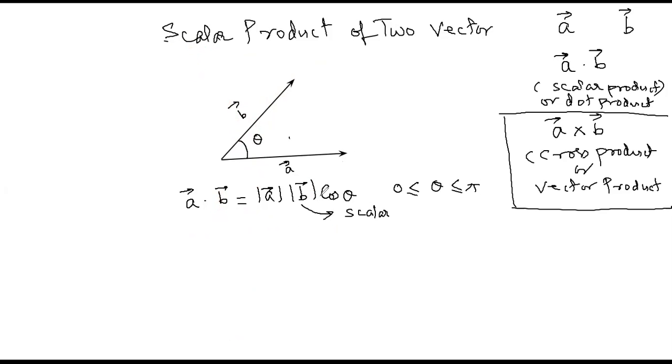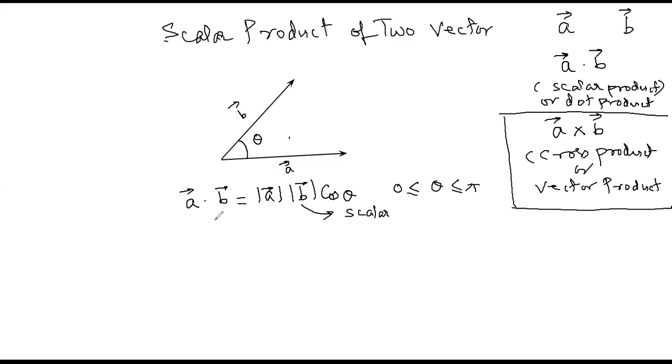Now if either A is equal to 0 or B is equal to 0, then A dot B is equal to 0. And there are some important results on the scalar product of vectors.